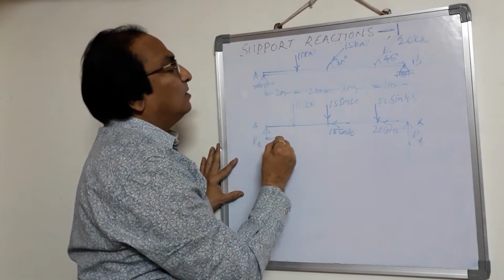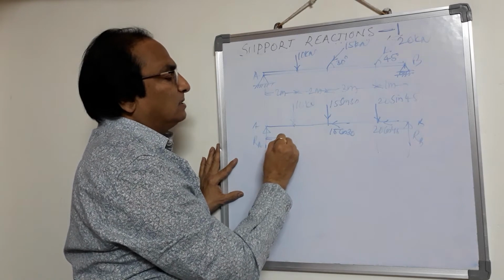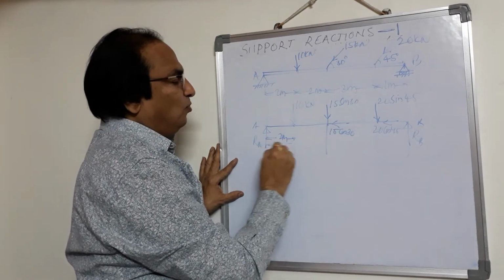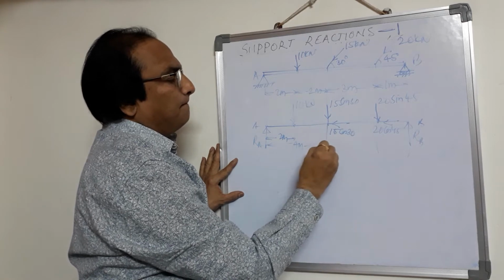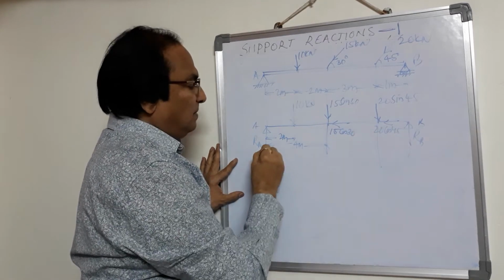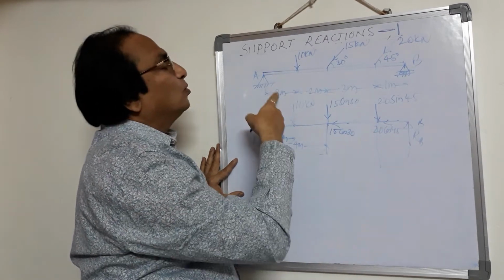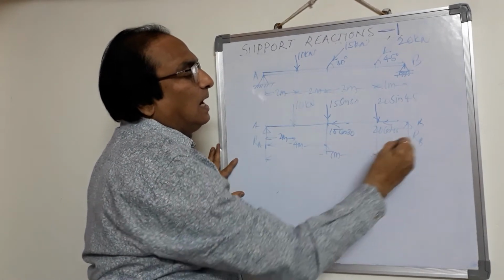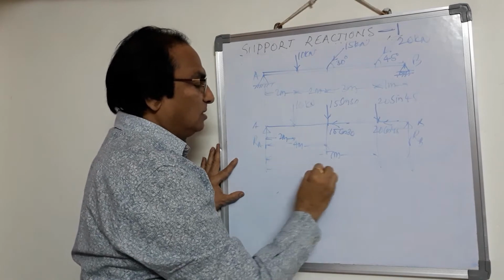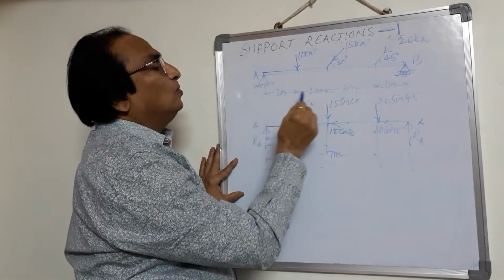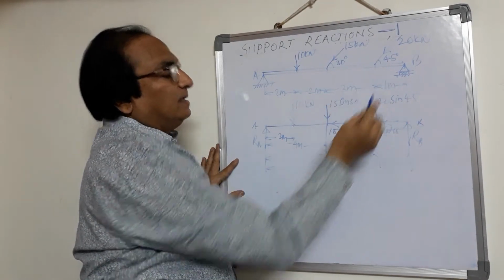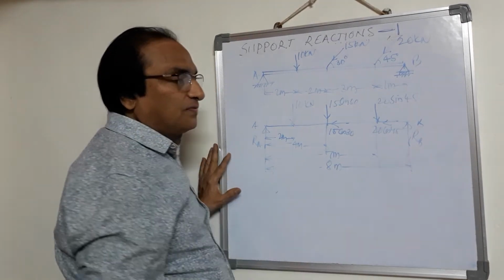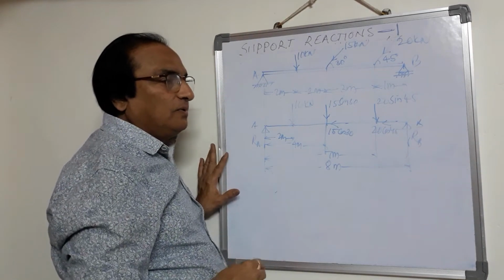So let us find out. We are taking moment about A. This distance will be 2 meters. This distance will be 4 meters. And this distance will be 7 meters. And the distance from one support to another support, the total distance, is 8 meters. So if you can draw this figure, the calculations will be very simple.